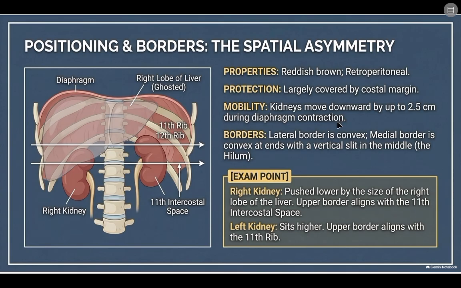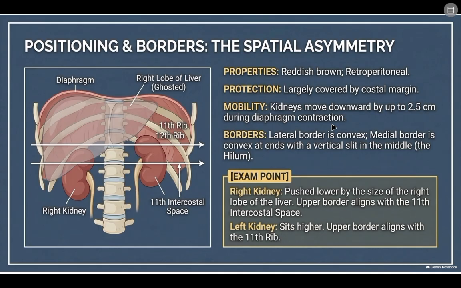So what is the movement or the mobility of the kidney? The kidney is moved by the contraction of the diaphragm. So when the diaphragm contracts, the kidney moves about 2.5 centimeters. So let's talk about the borders of the kidney.